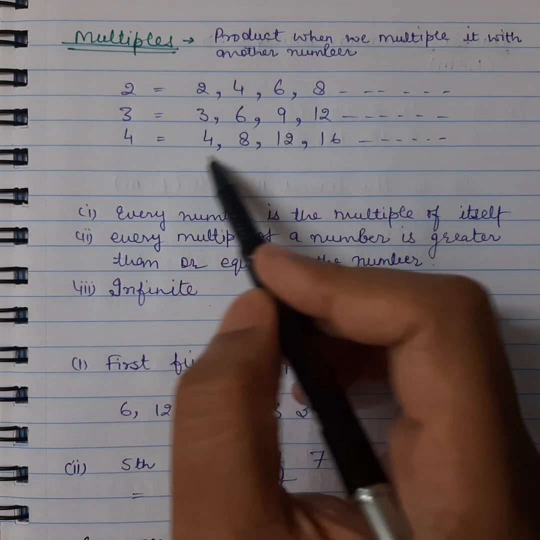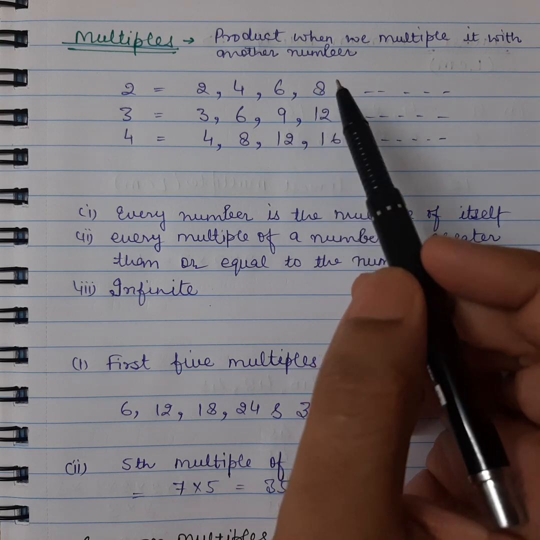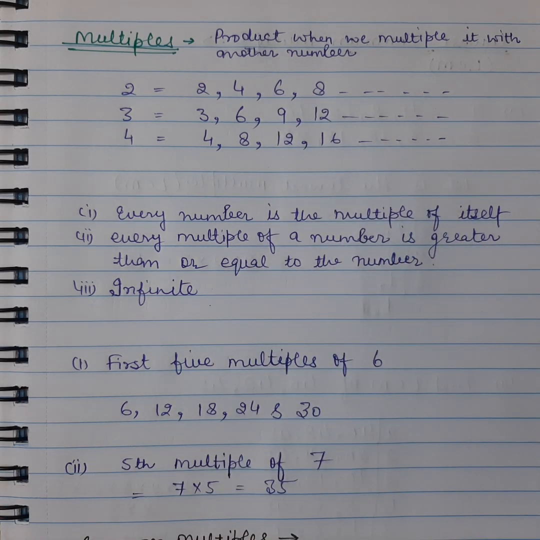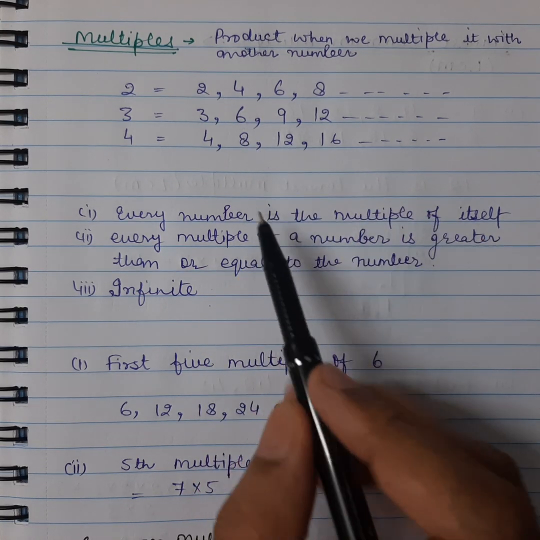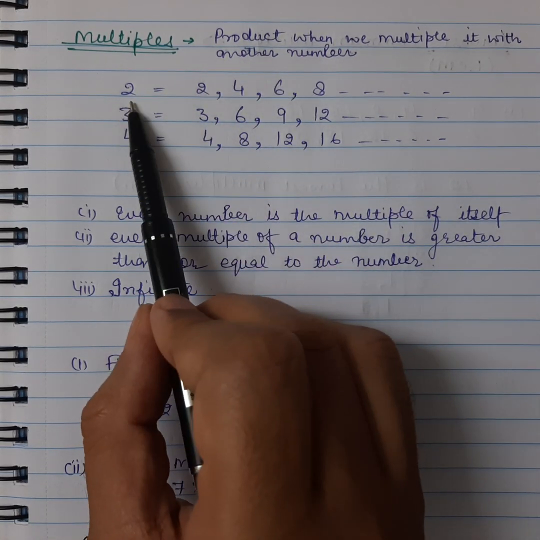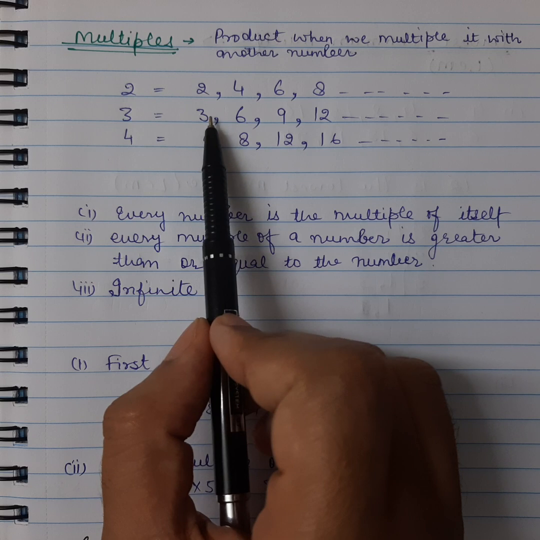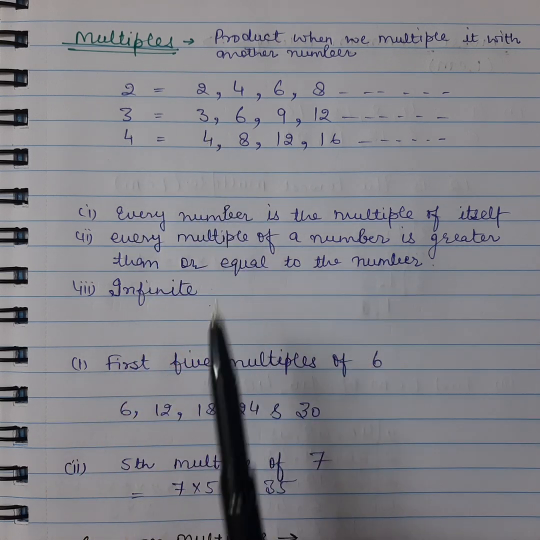If we look at all these multiples, we will find a few things. Let's discuss those things. First, every number is a multiple of itself. So 2 is a multiple of 2, 3 is a multiple of 3, and 4 is a multiple of 4.